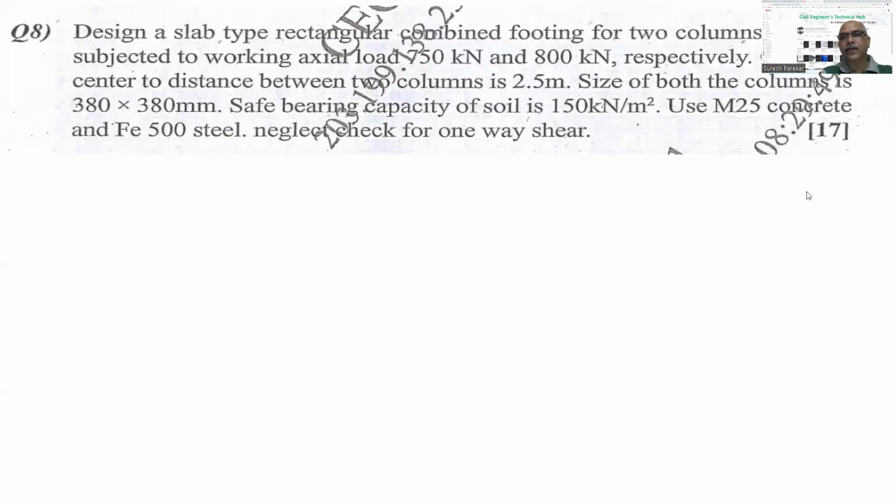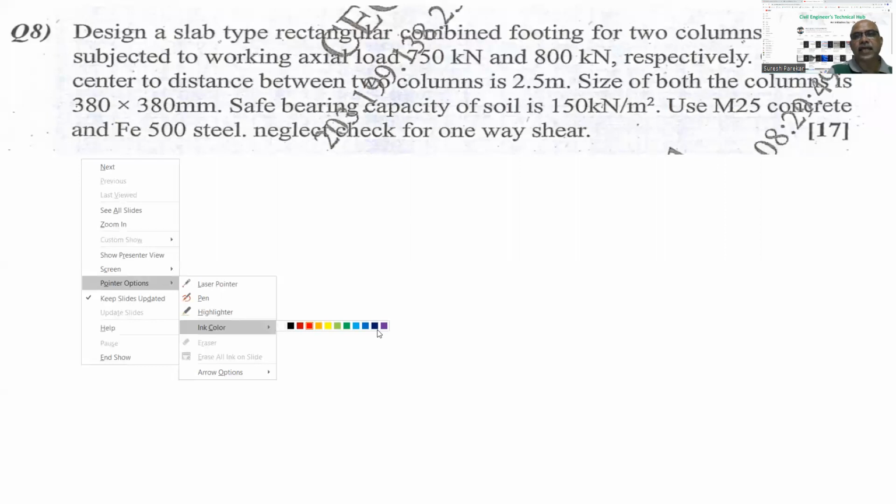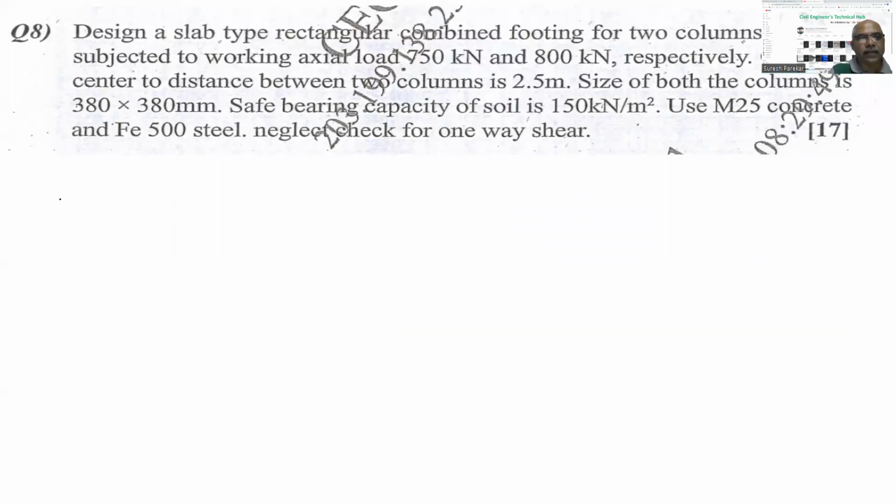Good evening. Today we are going to see one problem on combined footing. We will go with the given data. Two columns are given, A and B, and working loads are given as 750 and 800.